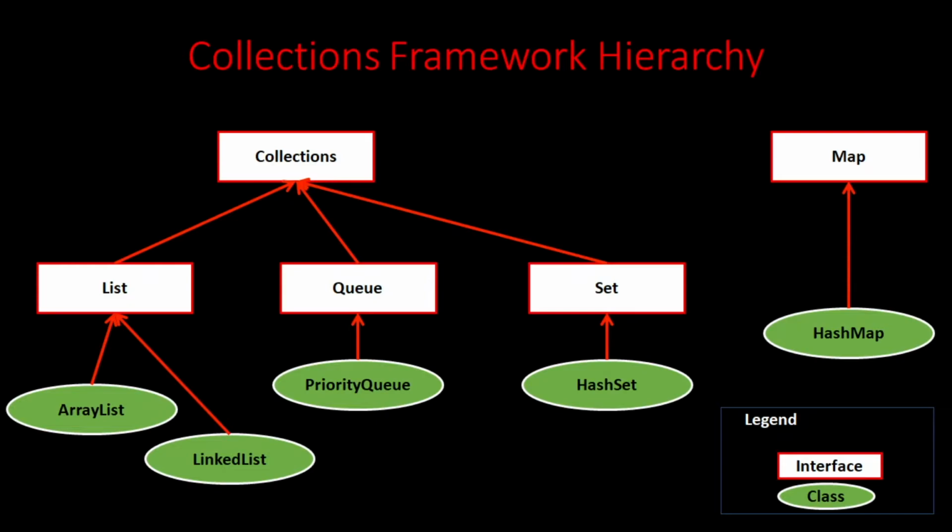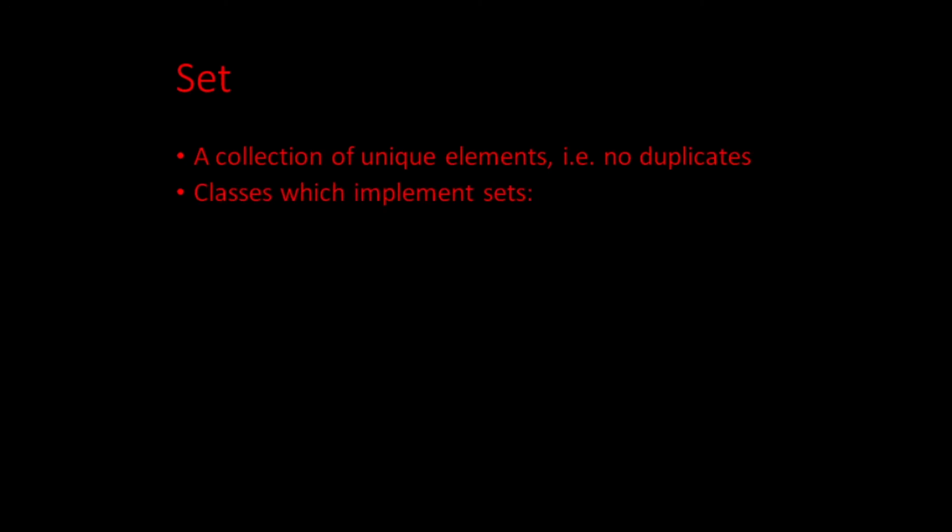Now let's take a look at the set interface and how it is implemented using the hash set implementing class. A set is a collection that has unique elements. There are no duplicate elements found in a set. Classes which implement the set are the hash set. The hash set stores elements in an unsorted order in a hash table.